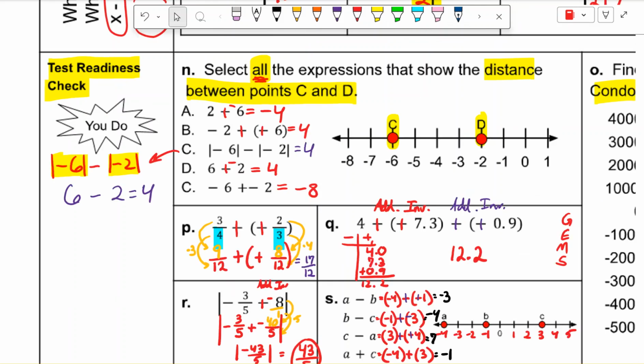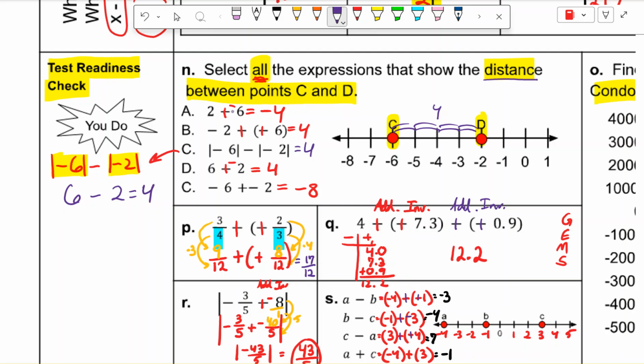All right, that took some time. I'm sure you had to put a lot of thinking power into that. So let's take a look at N, the very first one of the test readiness. It says select all the expressions that show the distance between point C and D. So here's point C and D. We know that distance is always positive. So no matter which way you go, 1, 2, 3, 4, or 1, 2, 3, 4, it is 4. So you're looking for expressions that equal 4.